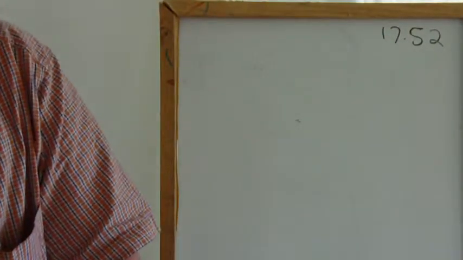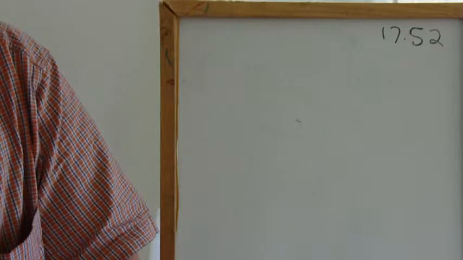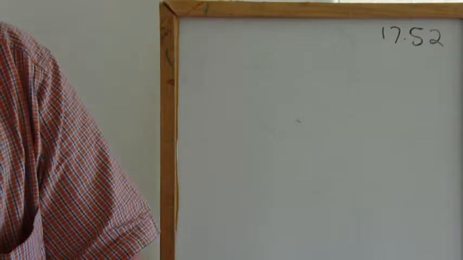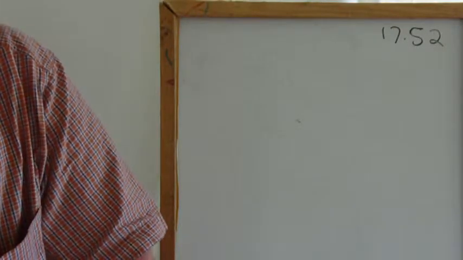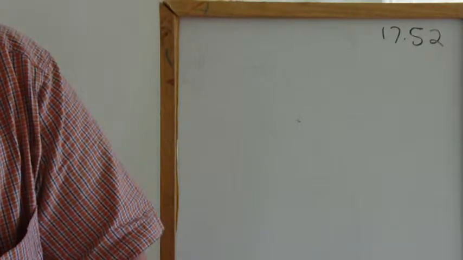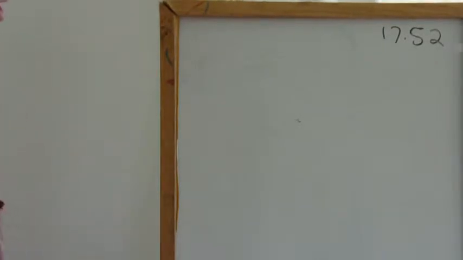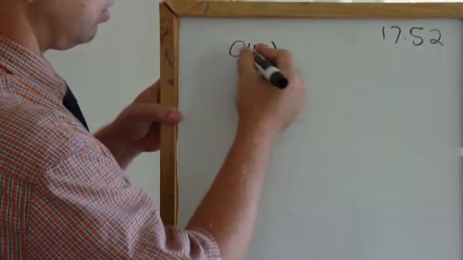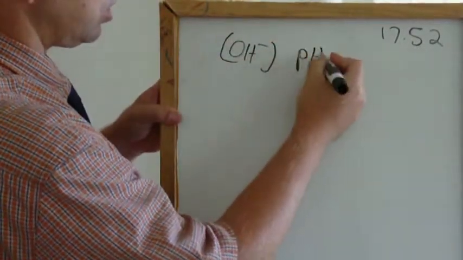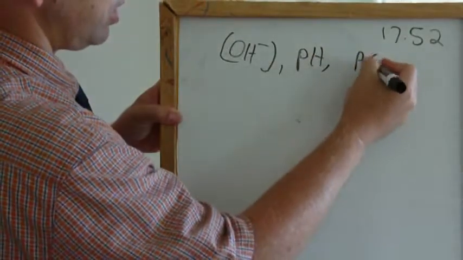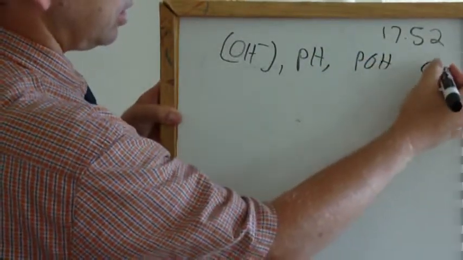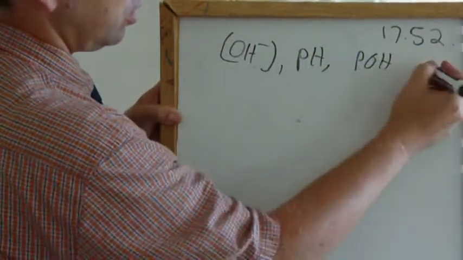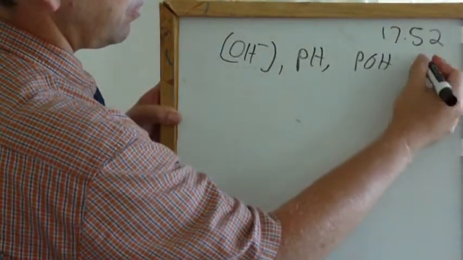1752. Sodium hydroxide solution is prepared by dissolving 6 grams of sodium hydroxide in water. What's the molar concentration of hydroxide ion in solution? What are the pOH and the pH of the solution? What's the hydrogen ion concentration? So we want to know the hydroxide ion concentration, pH, pOH, and ultimately also the hydrogen ion concentration.